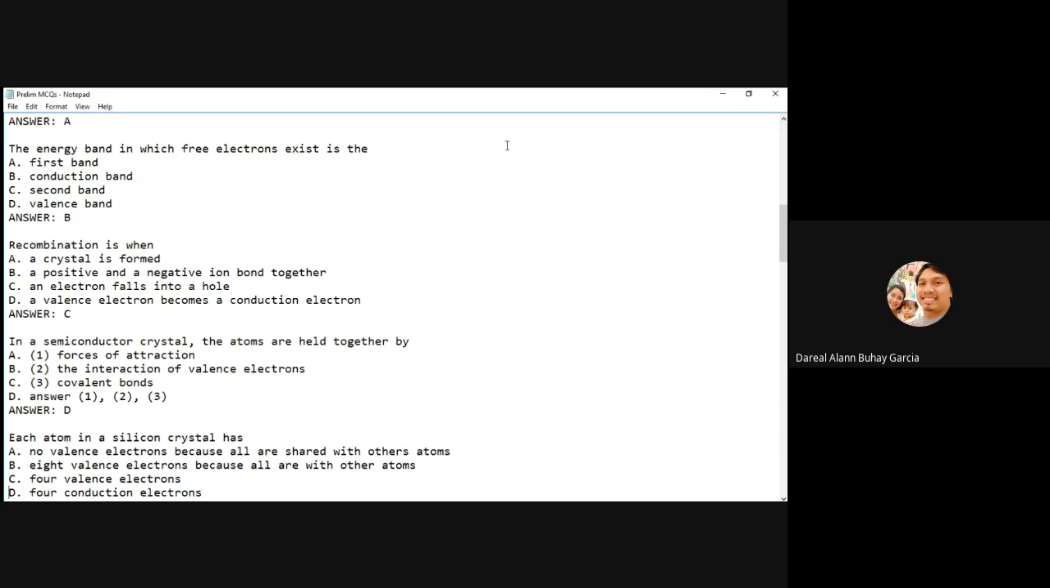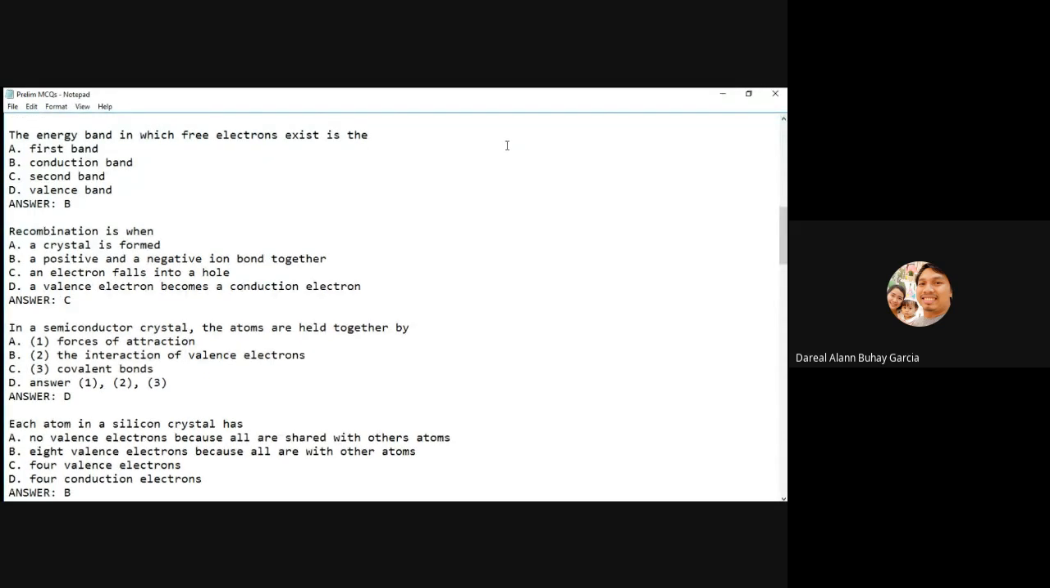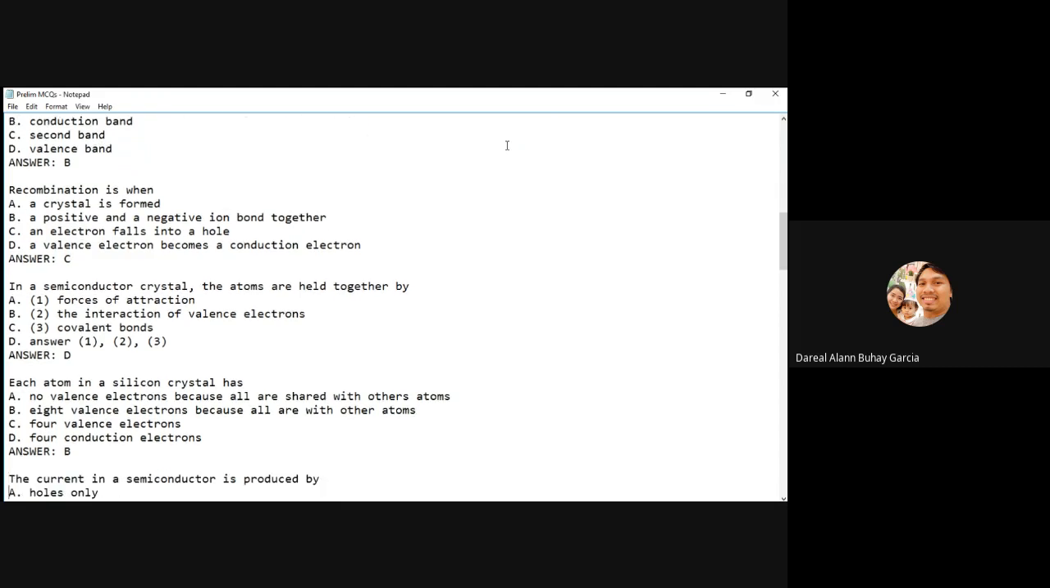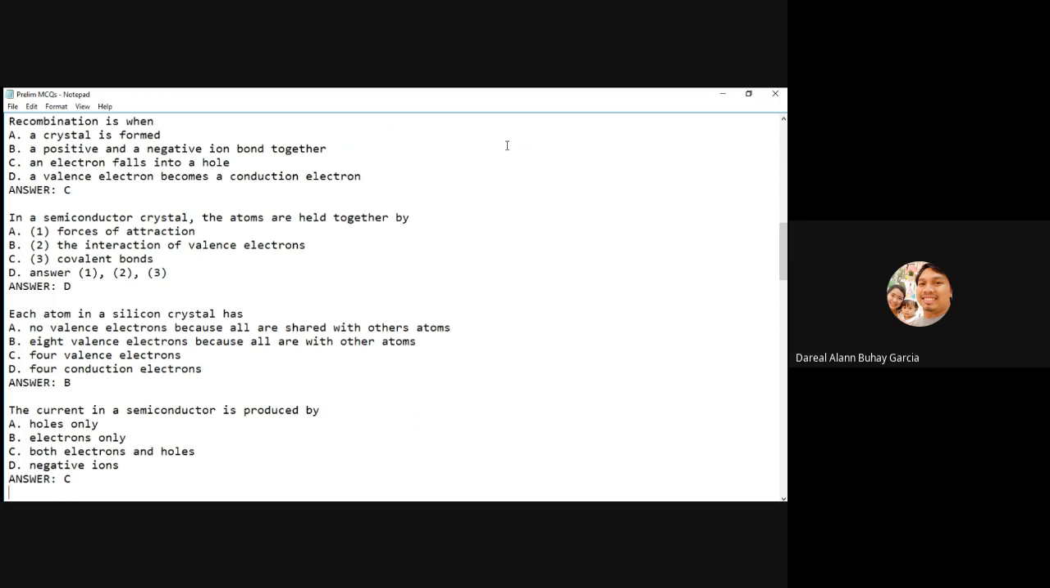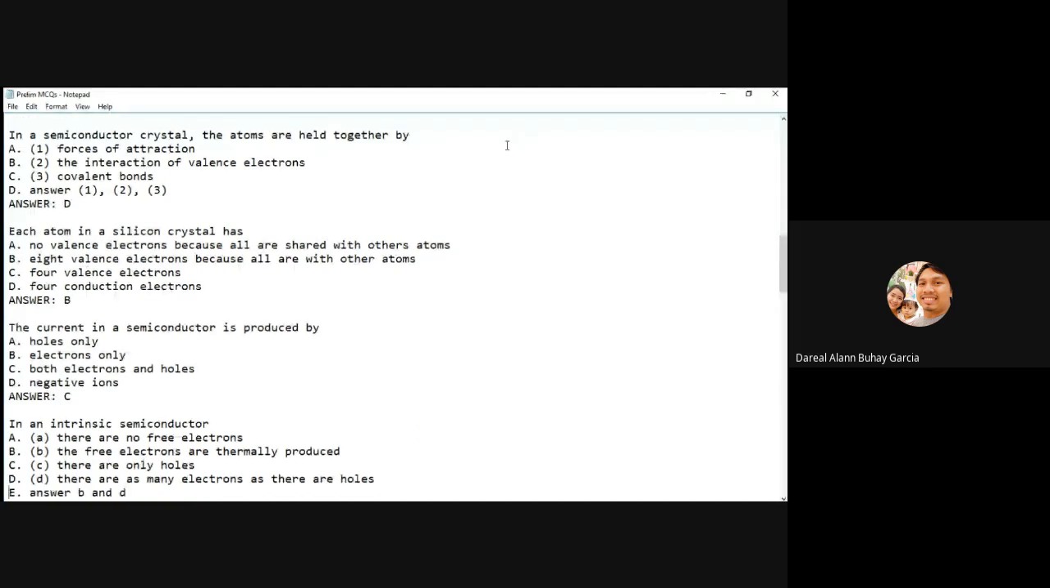The energy band in which free electrons exist is the conduction band. Manang mag-cause of electrical current. Recombination is when C, an electron falls into a hole. In a semiconductor crystal, the atoms are held together by all of the above. Force of attraction or interaction of valence electrons or covalent bonds.